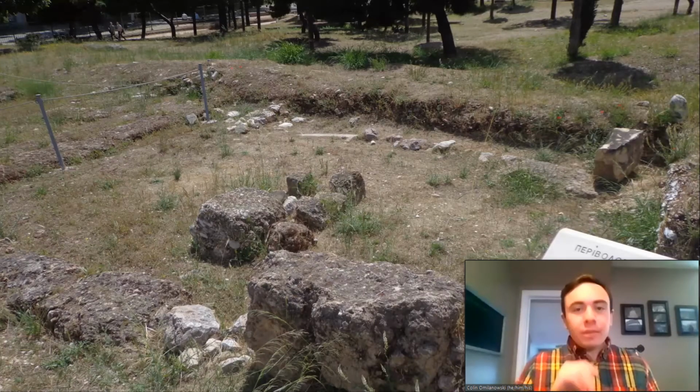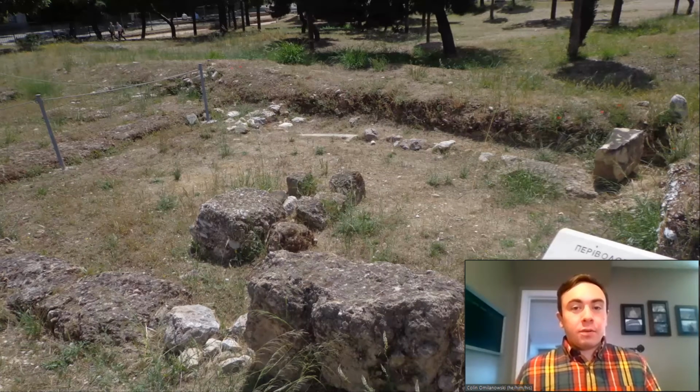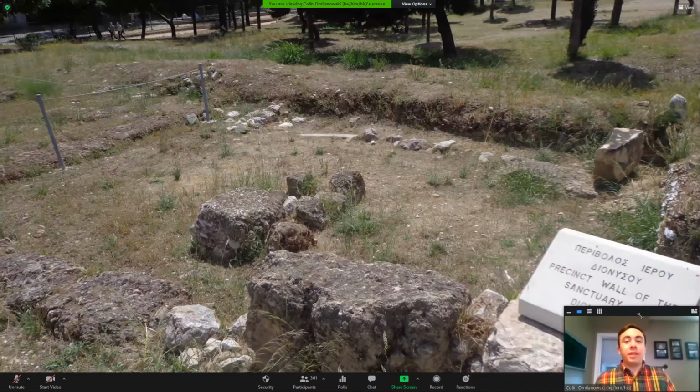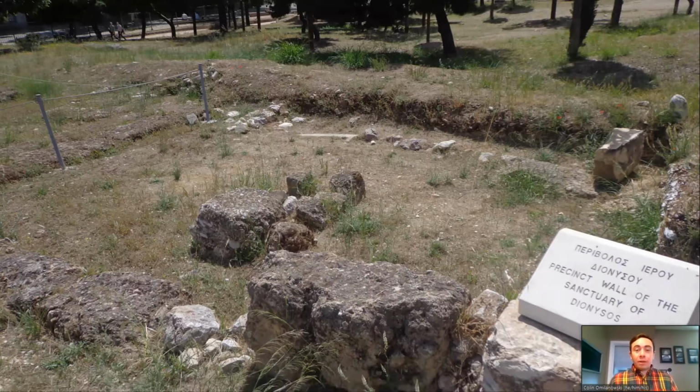So when you are attending an archaeological site, like this, right at the archaeological park of the Acropolis, you have to use your imagination to fill in the gaps of what actually could have been there. Because seeing the outlines of stones like this, where we're actually in the precinct of the sanctuary of Dionysus, doesn't really mean anything to us unless you've studied it or you have an understanding of what's going on at the site.